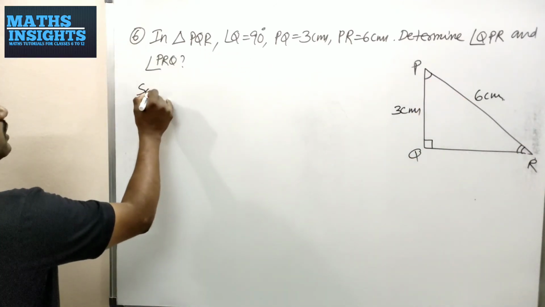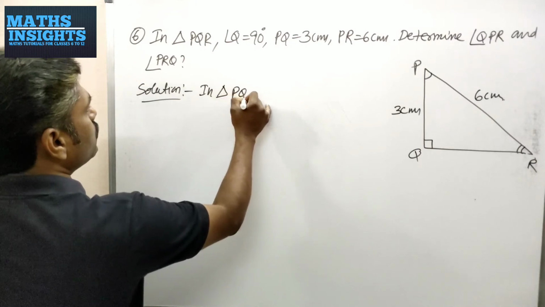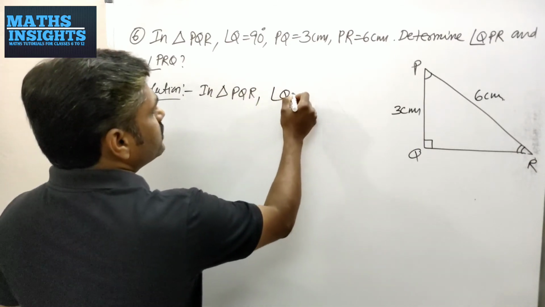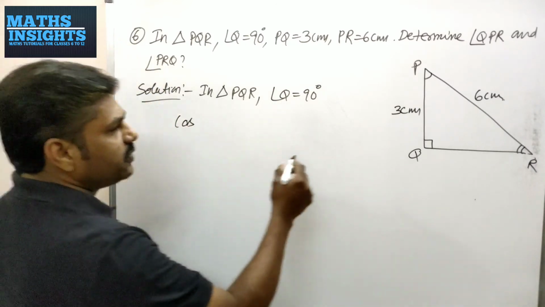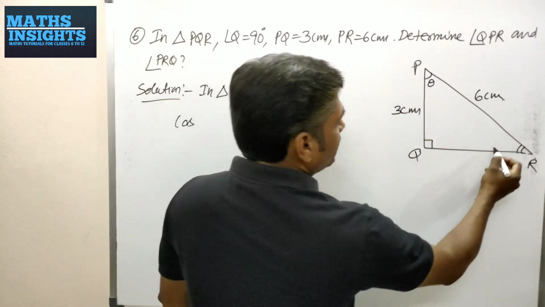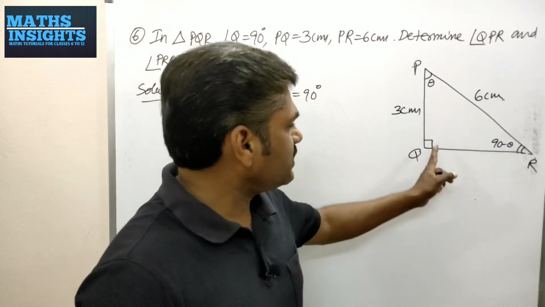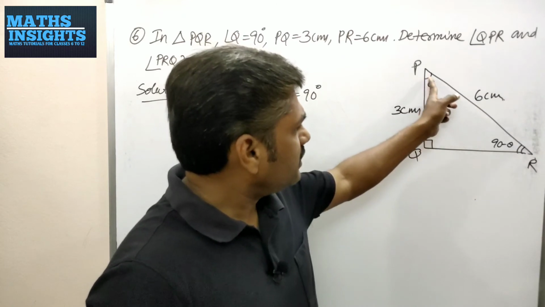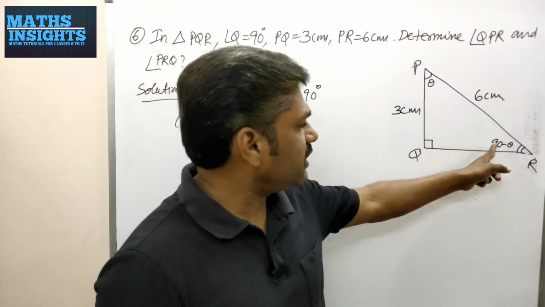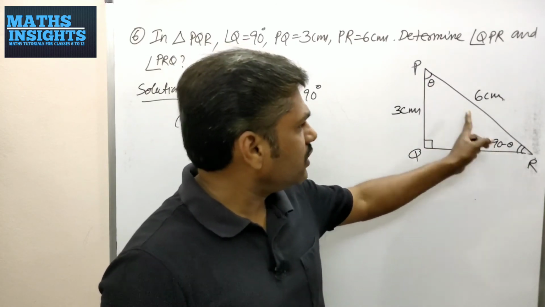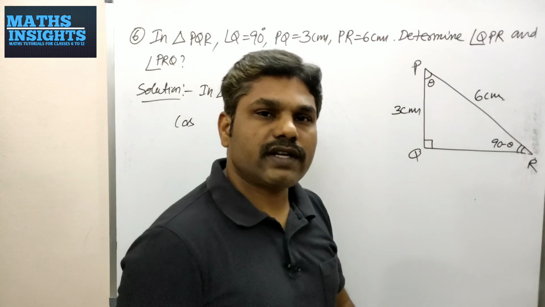So, solution: in a triangle PQR, angle Q is equal to 90 degrees. Therefore, let this angle be theta, then the other will become 90 minus theta. Why? Because the sum of three angles in a triangle is 180 degrees. Already this is 90 degrees, then the sum of the other two should always become 90 degrees. Therefore I am assuming this as theta, automatically the other is 90 minus theta. So in this way also you may find one angle, then you may subtract it from 90 degrees, and you will get the second angle also.